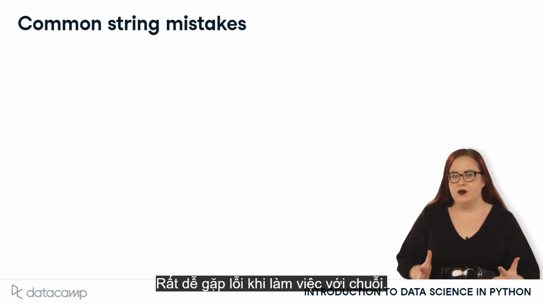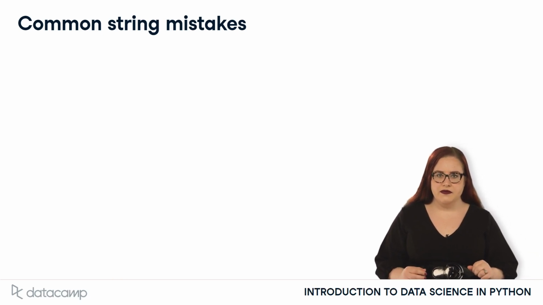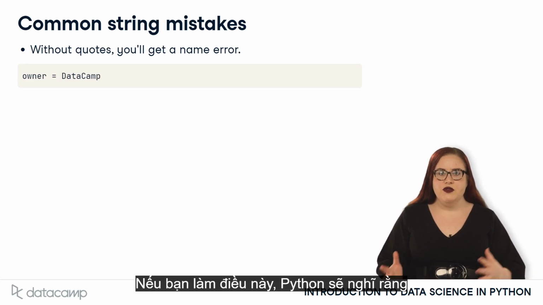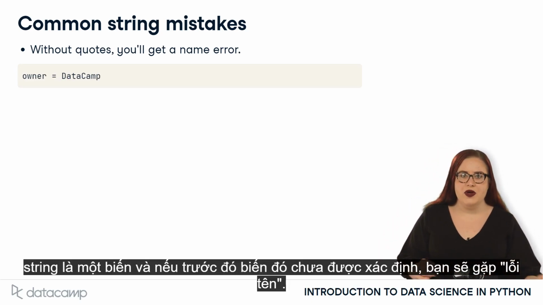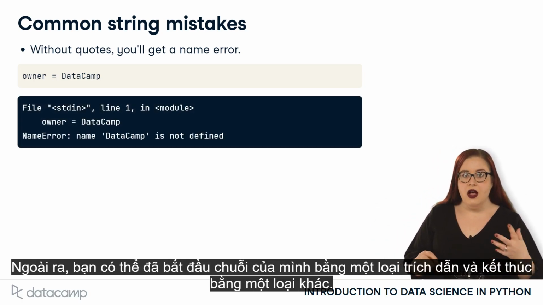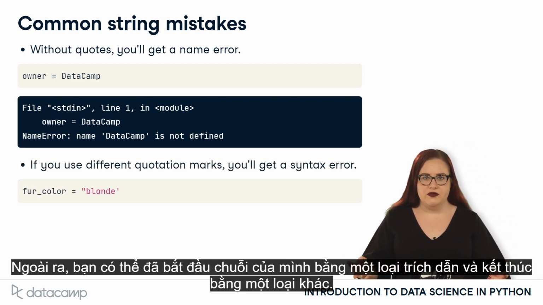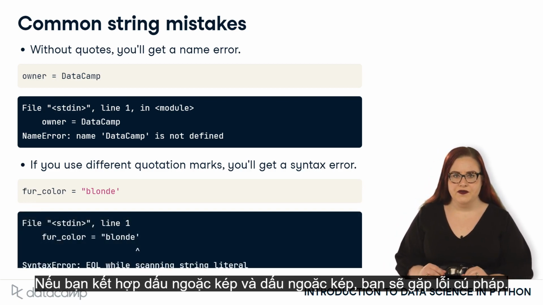It's easy to get errors when working with strings. If you get one, there are two likely causes. You might have forgotten to put quotation marks around your string. If you do this, Python will think that your string is a variable, and if that variable wasn't previously defined, you'll get a name error. Alternatively, you might have started your string with one type of quote and finished with a different type. If you mix single and double quotes, you'll get a syntax error.